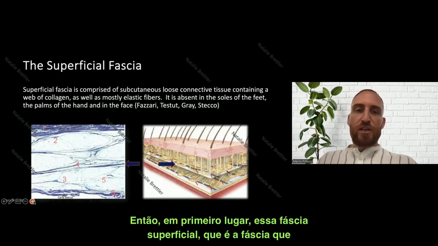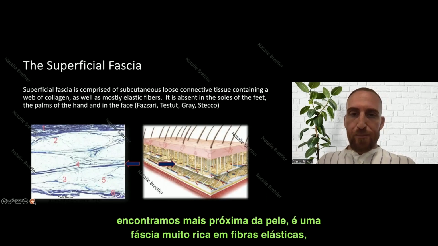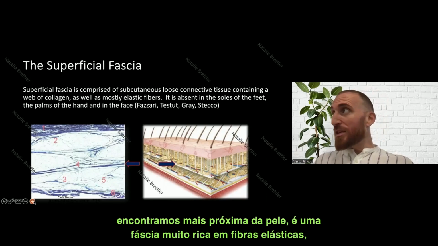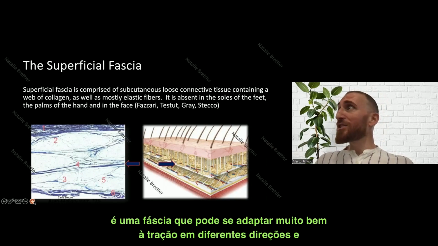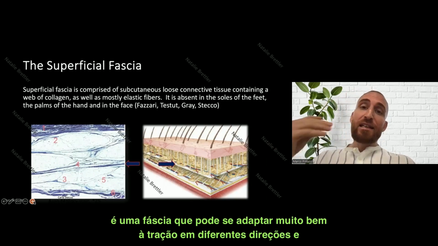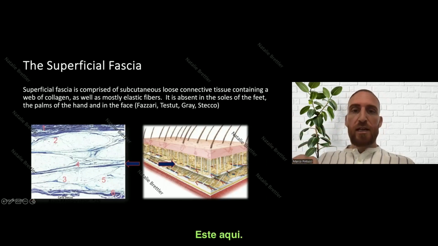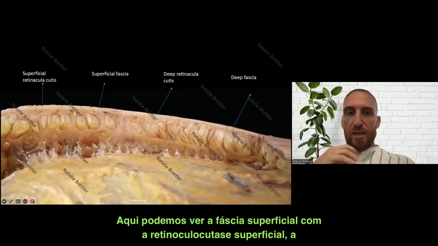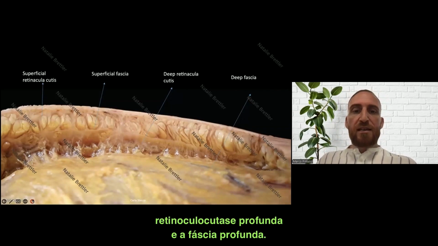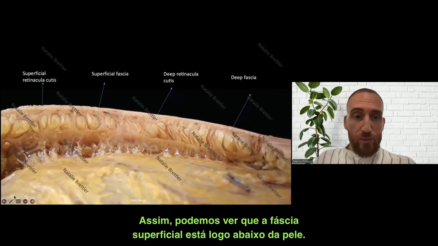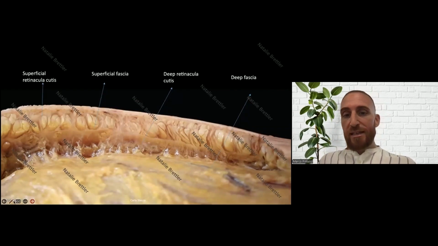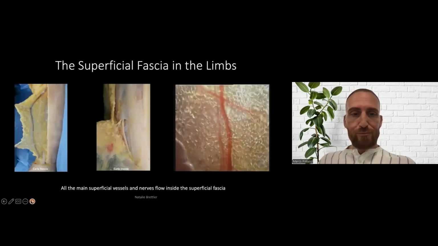So first of all, the superficial fascia, which is the fascia that we find closer to the skin, which is a fascia which is very rich in elastic fibers. It's a fascia that can adapt very well to traction in different directions, and it divides the subcutaneous tissue in two parts. Here we can see the superficial fascia with the superficial retinacula cutis, the deep retinacula cutis, and deep fascia. So we can see that the superficial fascia is just below the skin. Next one.